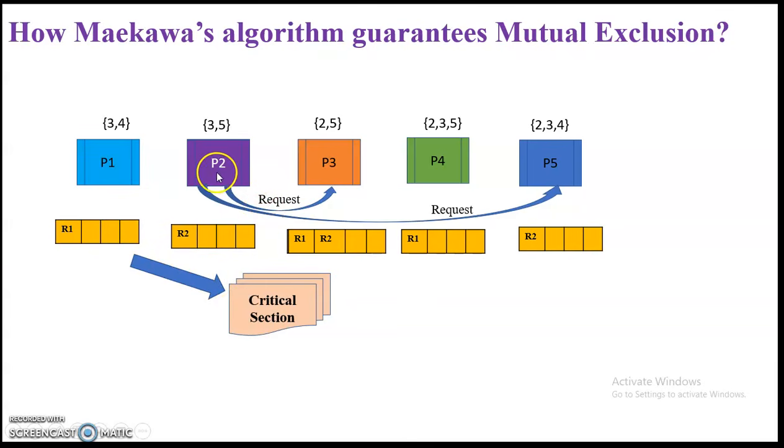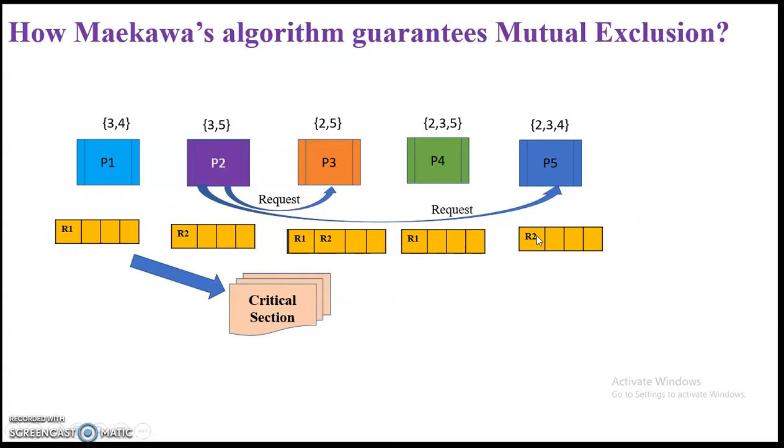Now the queues are updated. The queue at P2 has itself at the top of the queue, that is R2. Then at P3, initially it was R1, then R2 gets added, and at P4 it is R1, and at P5 initially it was blank, now it is updated with request 2.